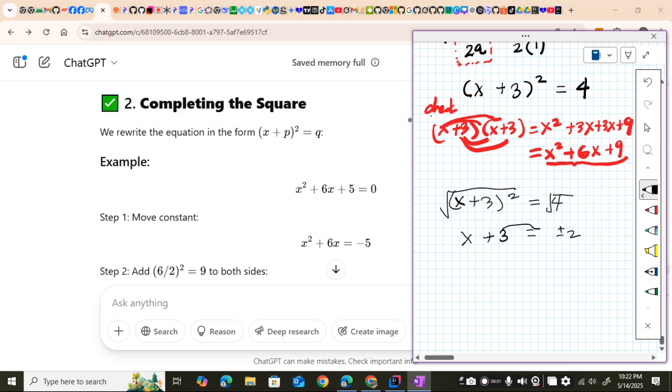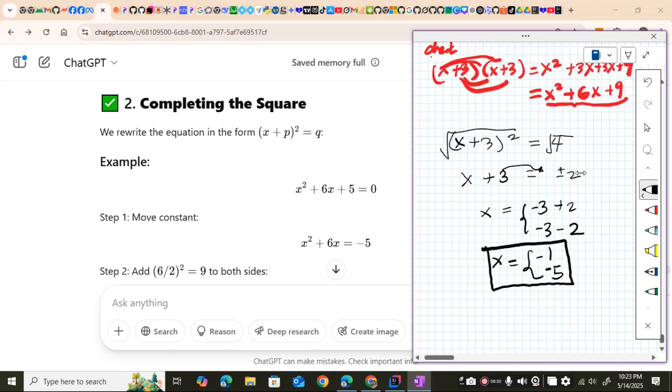And this one is x plus 3. And all we need to do now is transpose 3 to the other side. So we have x equals, the solution is minus 3 plus 2, and the other one is minus 3 minus 2, which means that our x is minus 3 plus 2 is minus 1, and the other one is minus 3 minus 2 is minus 5. And this is now the solution.